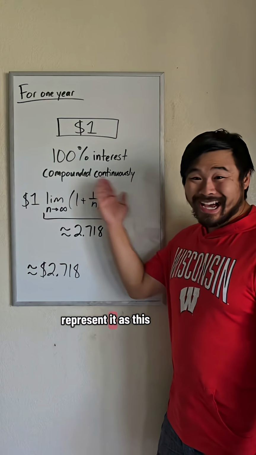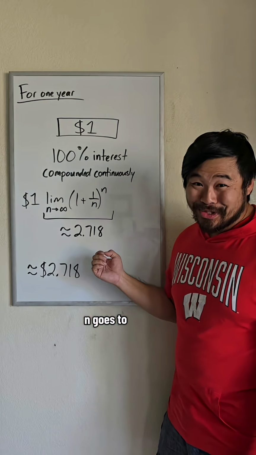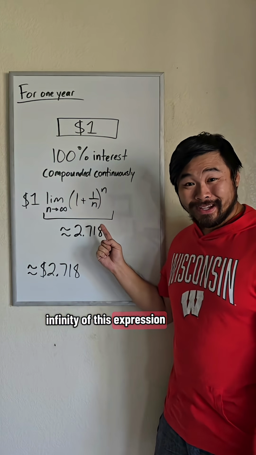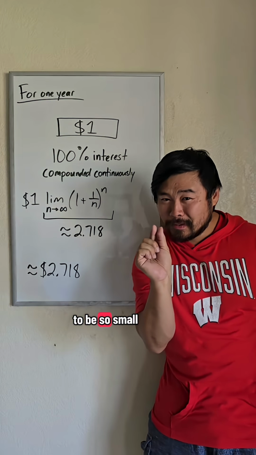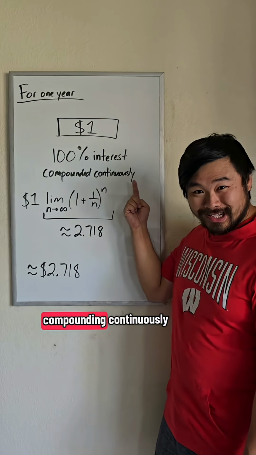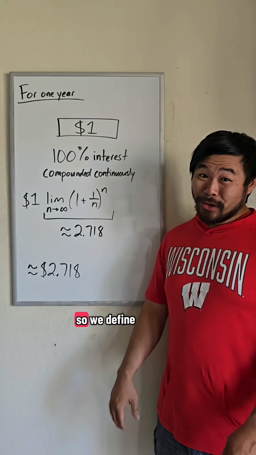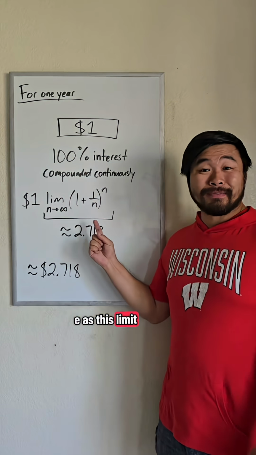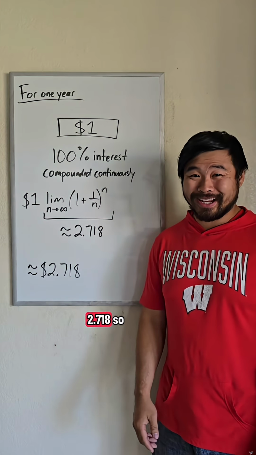And we could represent it as this, the limit as n goes to infinity of this expression. Now each time frame is going to be so small, and we're going to compound so many times that we say that we are compounding continuously. So we define e as this limit, which is around 2.718.